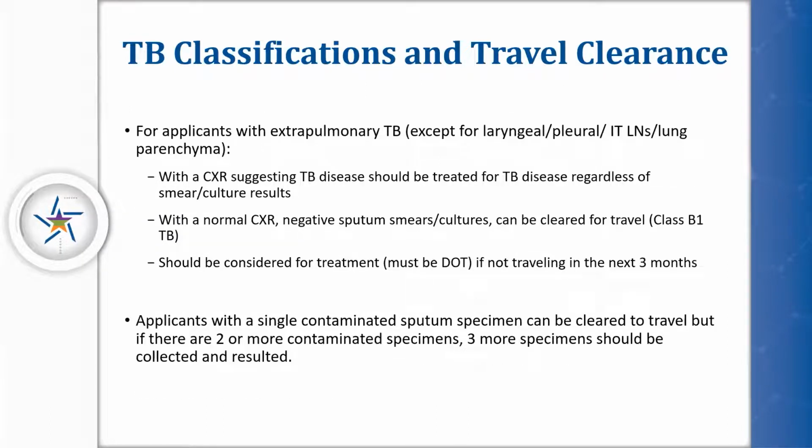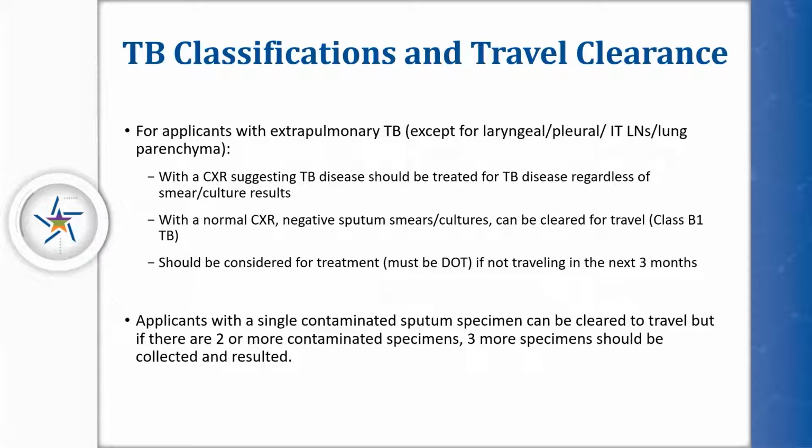So for individuals with extrapulmonary TB, this is extrapulmonary, but excluding laryngeal, pleural, intrathoracic lymph nodes, and lung parenchyma. Any of those regions in the body are considered active TB disease and have to be treated. So if they have extrapulmonary TB and a chest x-ray that suggests TB disease, they should be treated for TB disease regardless of what you see on the smear and culture results.